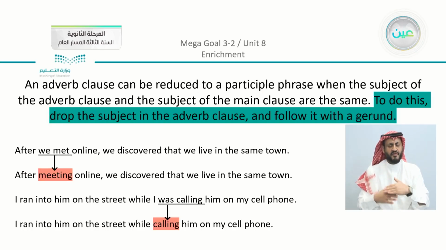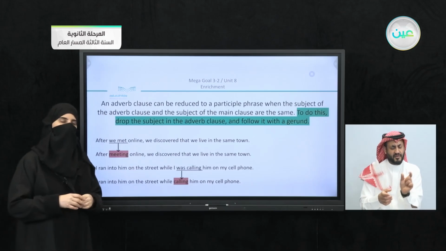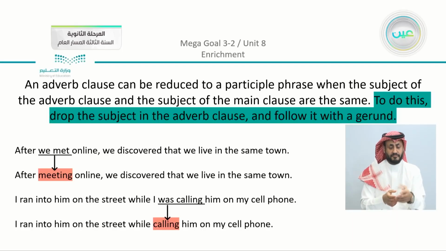An adverb clause can be reduced to a participle phrase when the subject of the adverb clause and the subject of the main clause are the same. So instead of just repeating, as we studied, we are just going to shorten them. You can see the examples. After we met online, we discovered that we live in the same town. So instead of saying after we met, we can say after meeting online. Also, another example here.